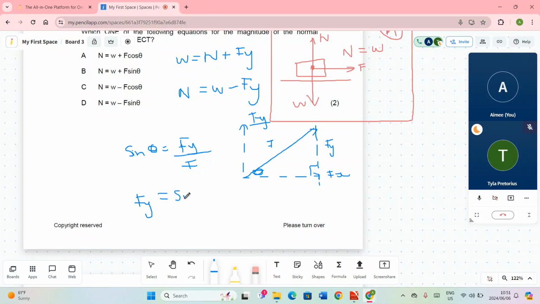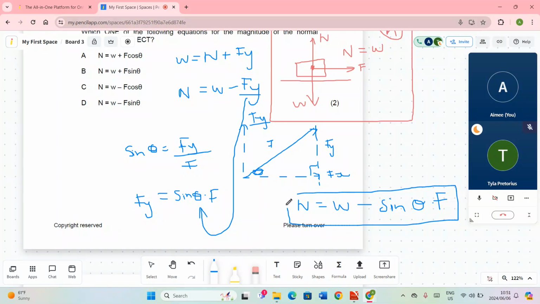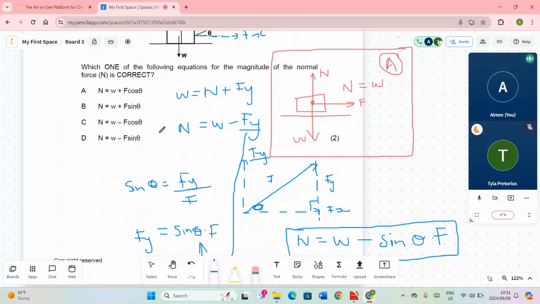Times F. So Fy is equal to sine theta times F. And now we substitute in what we've calculated here as Fy. And our answer becomes normal force is equal to weight minus sine theta times F. And which answer does this 1.2 question correspond to? What does this answer correspond to? It corresponds to answer D.